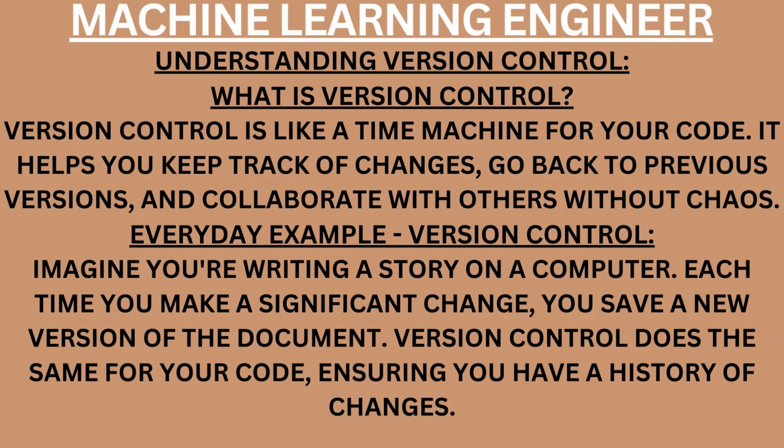Everyday example, version control. Imagine you are writing a story on a computer. Each time you make a significant change, you save a new version of the document. Version control does the same for your code, ensuring you have a history of changes.